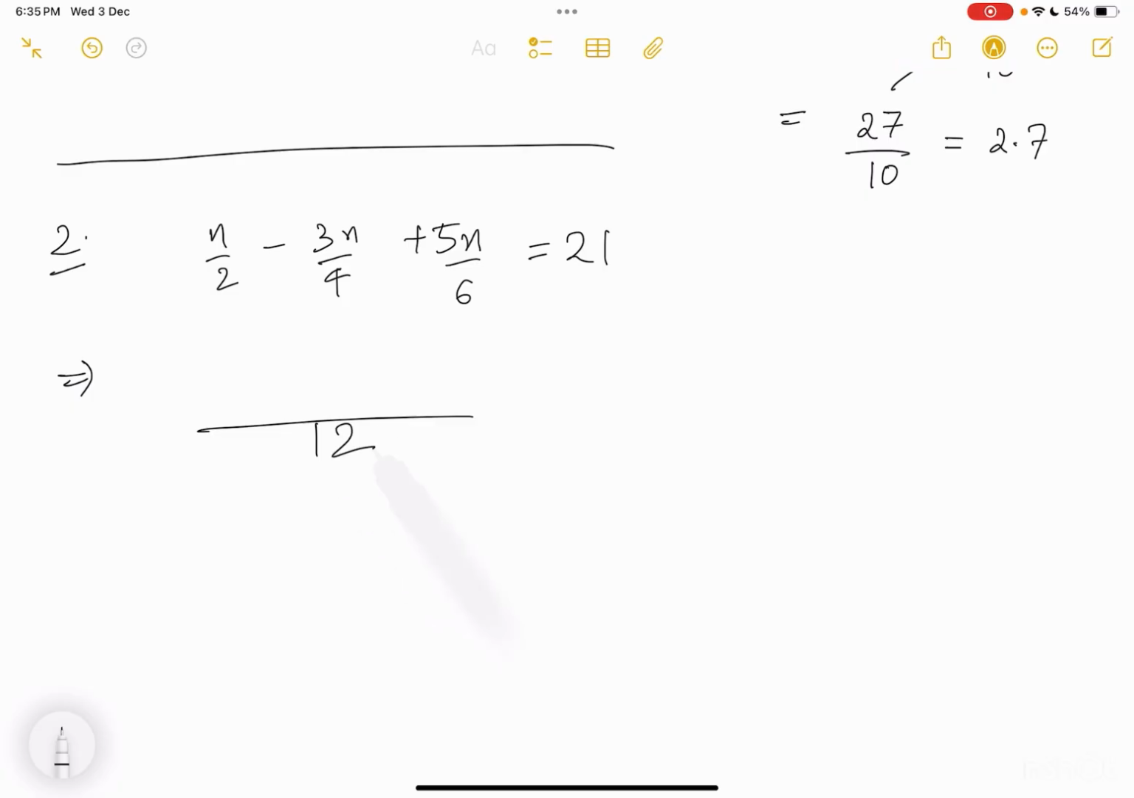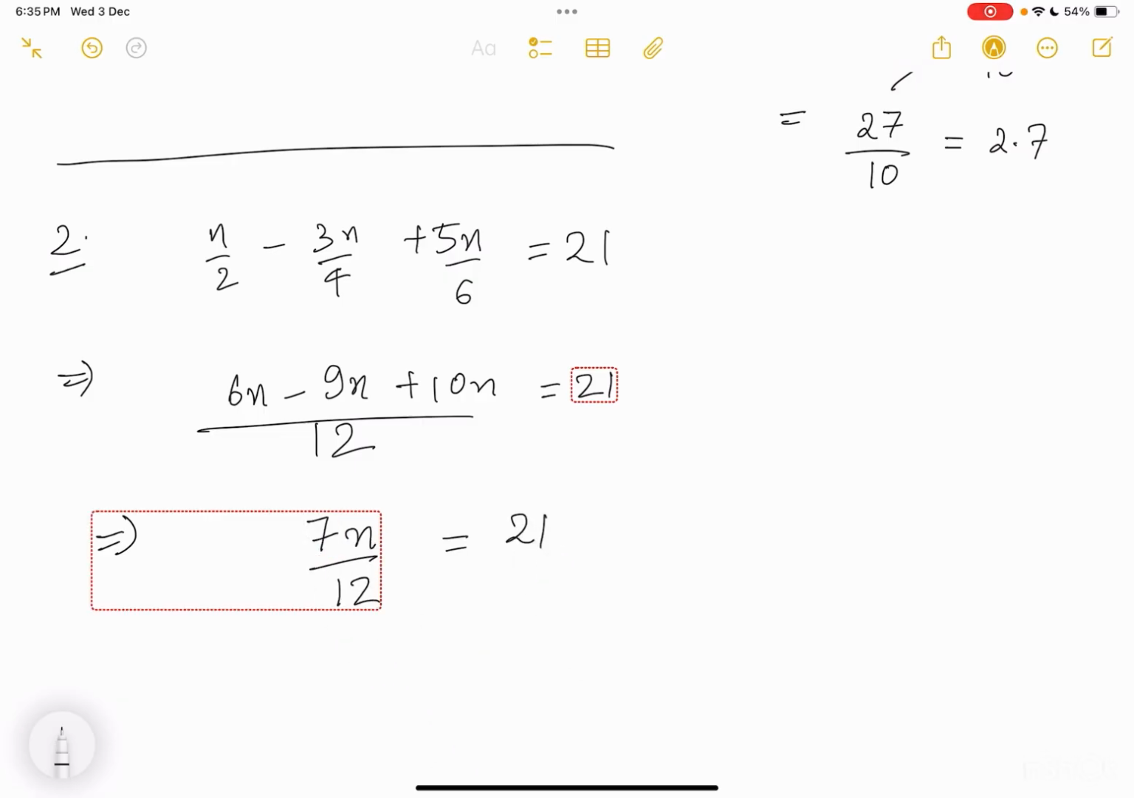LCM will be 12. Okay, this will be 6n, this will be 9n, and this will be 10n. You can easily simplify this. What will you get? 6 minus 9 plus 10 will be 7n by 12. Again, you can cancel this out from here. Okay, this will be 3. So n is equal to, if you don't know how I have cancelled this, I'll just show it over here. 7n by 12 is equal to 21.